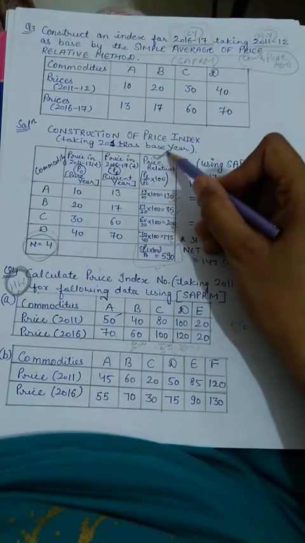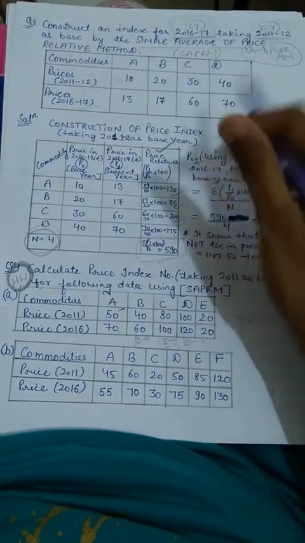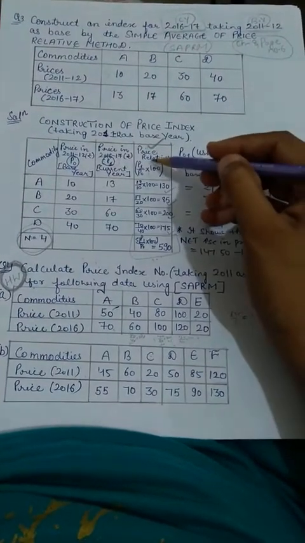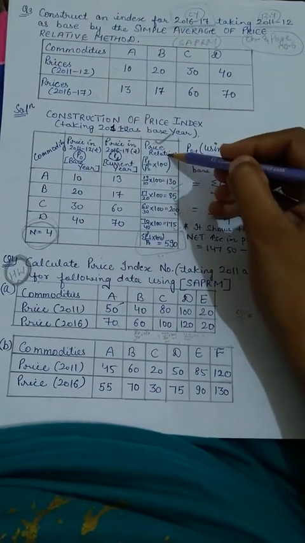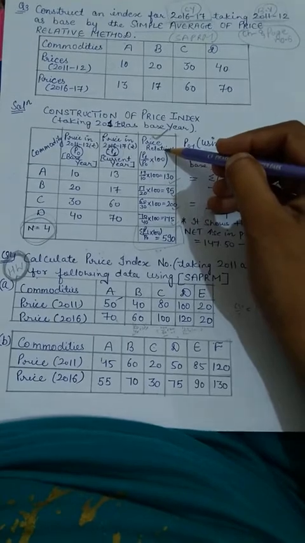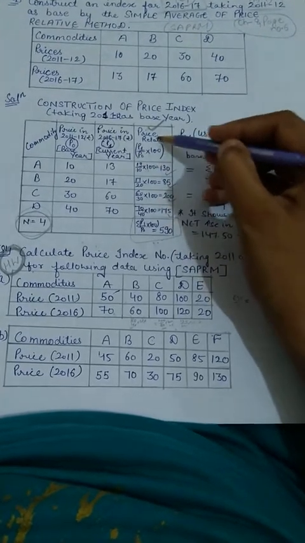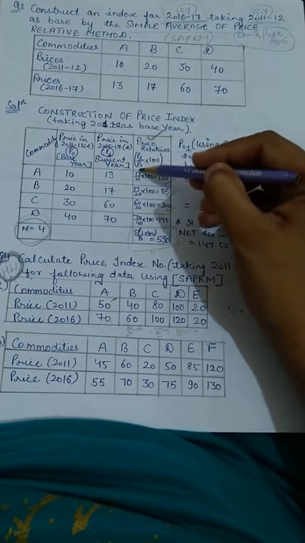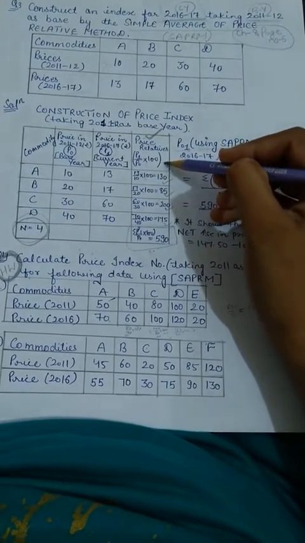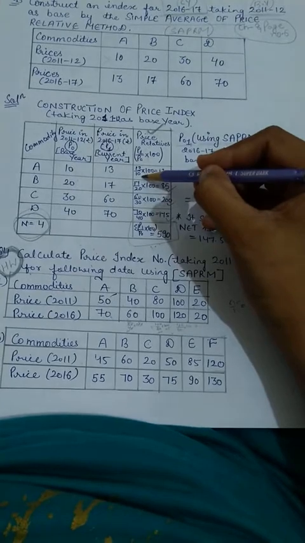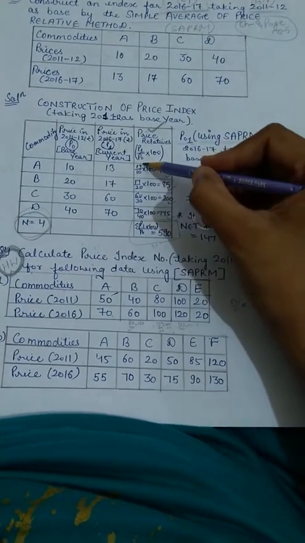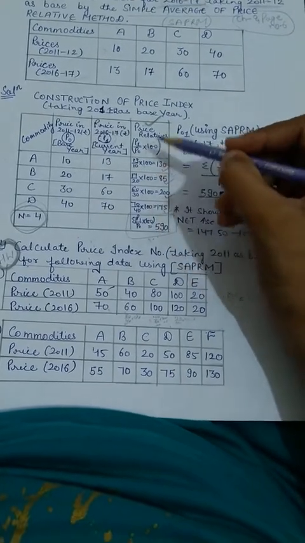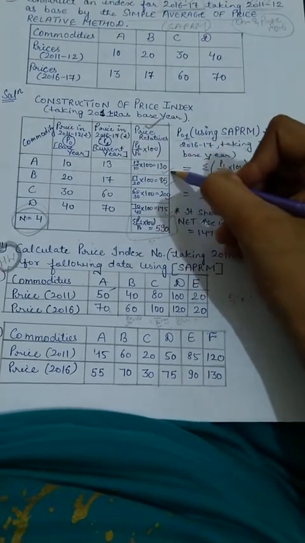In this table you have to make price relatives. Means you have to use this given formula which is written in bracket over here, that is P1 upon P0 into 100. And what you will get here beta, what is your P1? 13. What is your P0? 10. So 13 upon 10 into 100 will give you 130.